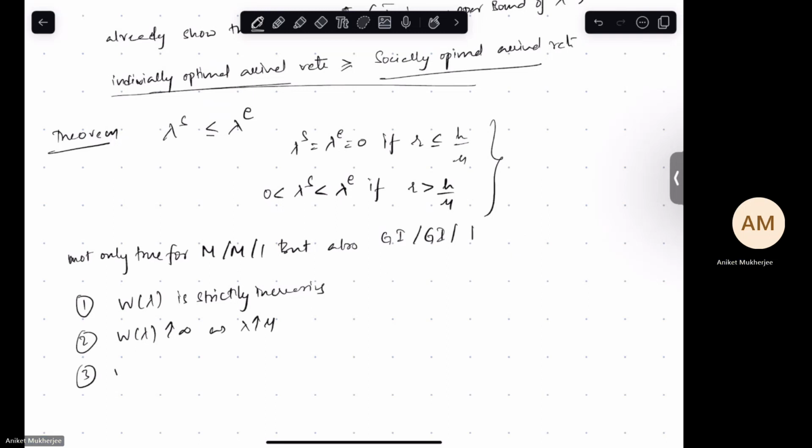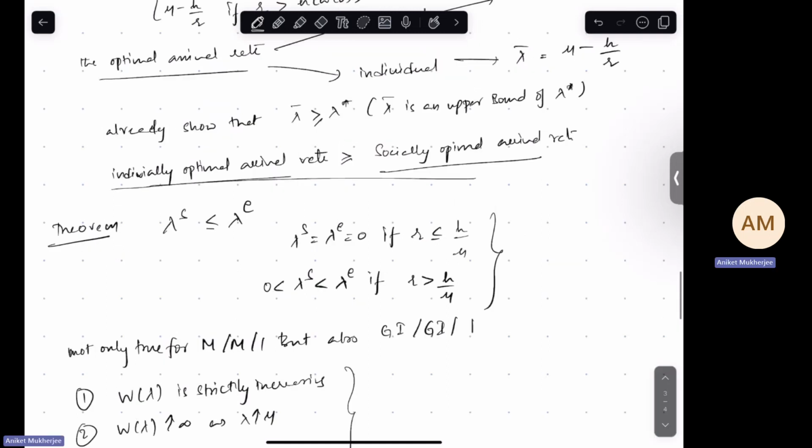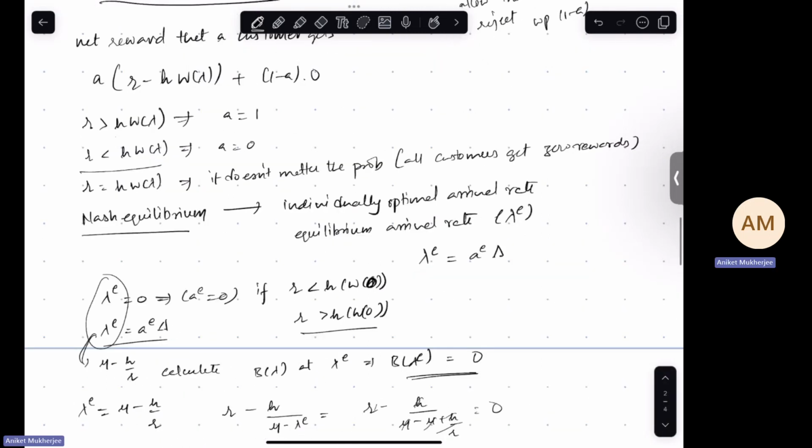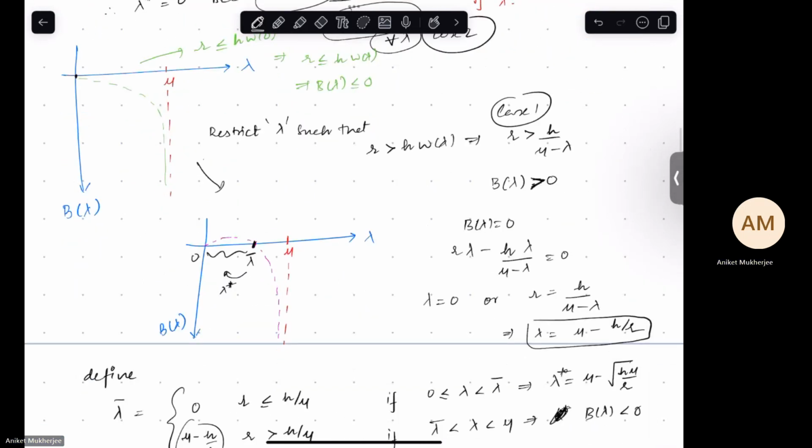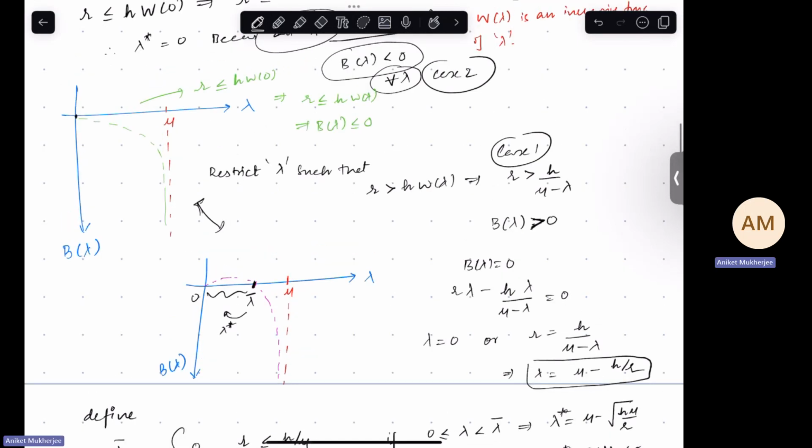3. W0 is equal to 1 by mu. Using these three conditions, you'll always get these things. So these three conditions are the general conditions which we use to draw these two graphs. Right. One graph was for the case R is less than HW0, and the other condition was for R is greater than HW0.